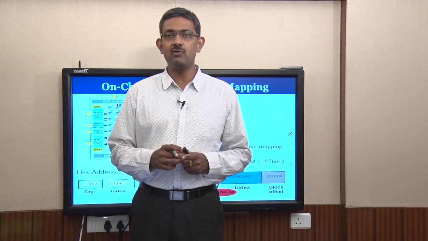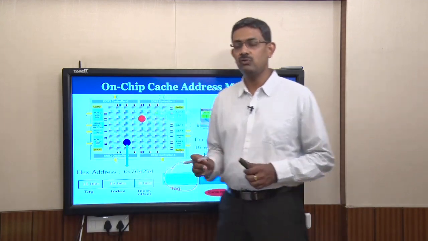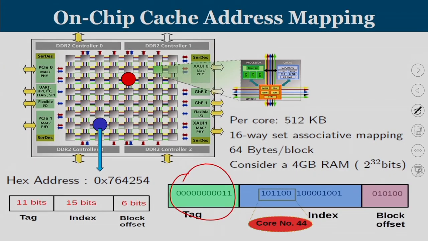Now since the entire 2 power 15 sets are scattered across 64 tiles, when we get an address, in order to find out where the address is mapped, where the L2 has been mapped, we have to divide the address portion, that is the set index portion, into two components. Out of the 15 bits in the set, you are going to take the first 6 bits, which will tell you the destination tile, and the last 9 bits are going to tell you the set within the tile.